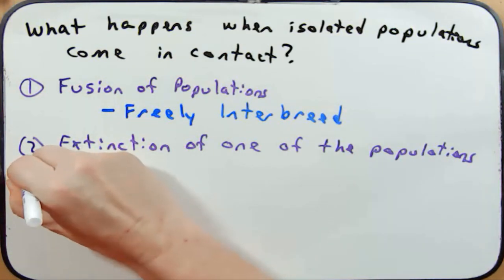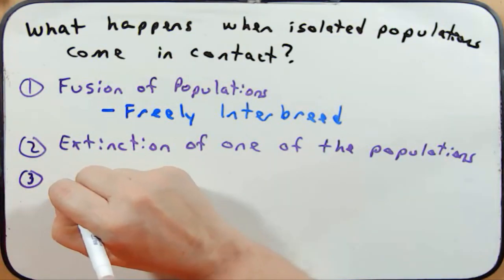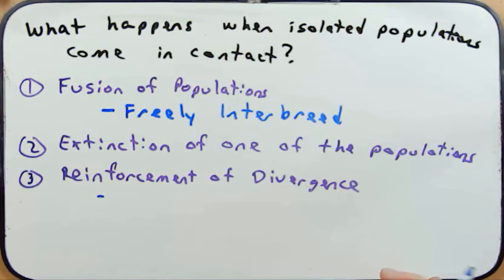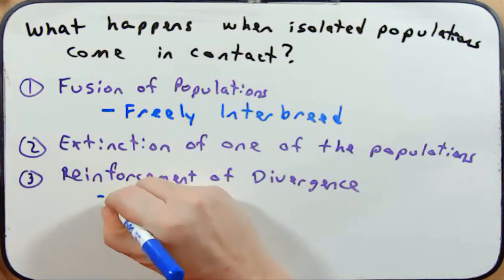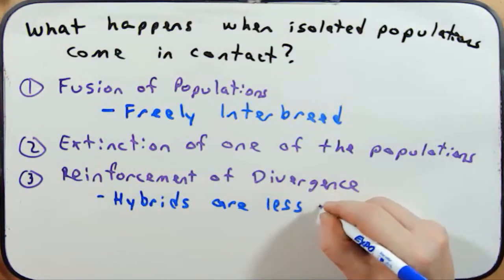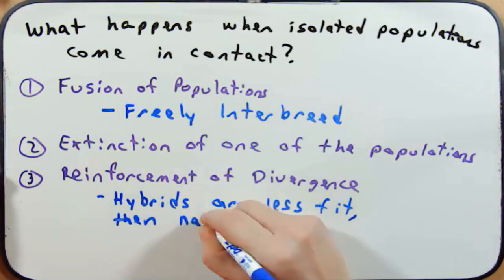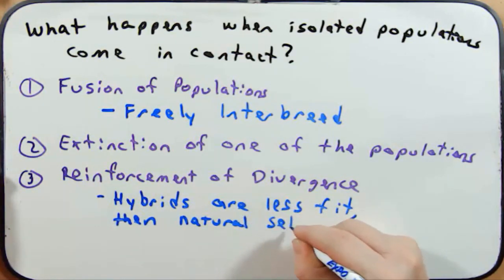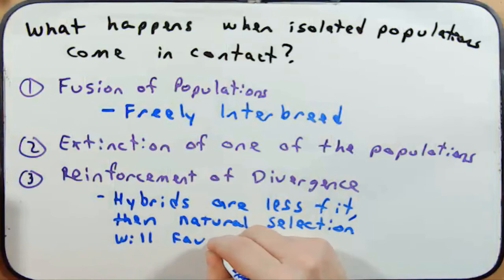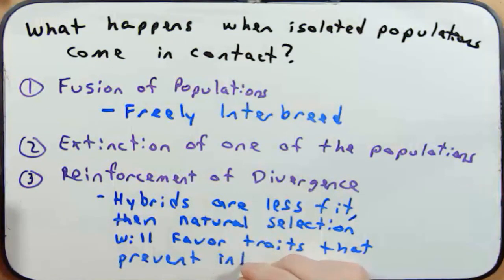Another thing that could happen between these two populations is reinforcement of divergence. And so if these two populations come together, and if the hybrids, so they do mate with each other, but if the hybrids are less fit, then natural selection will favor traits that prevent interbreeding. So maybe it'll favor a trait that makes the gametes have a mechanical problem where they cannot fertilize each other, as an example.